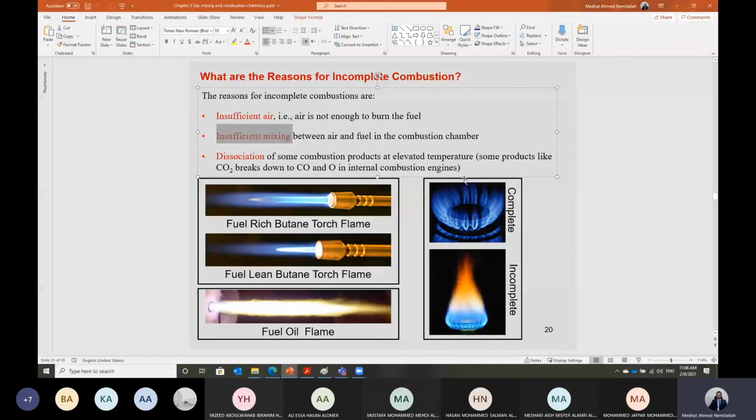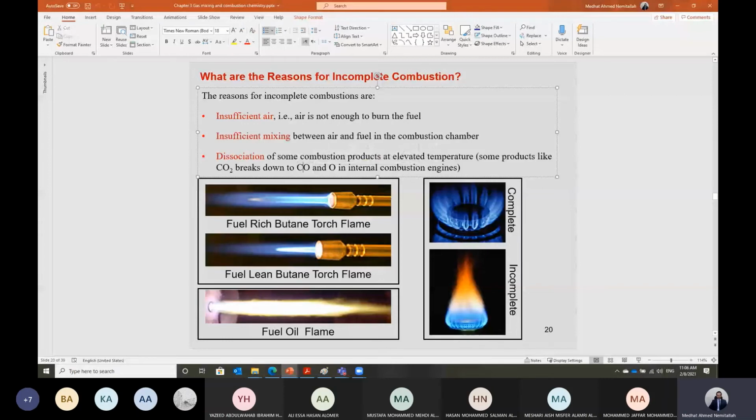Dissociation at higher temperature: usually gases like carbon dioxide dissociate to CO plus O, and in this case we may have carbon monoxide in the product. If we have an elevated combustion temperature, the combustion product will be dissociated back to the initial or intermediate components, like carbon monoxide and hydrogen.